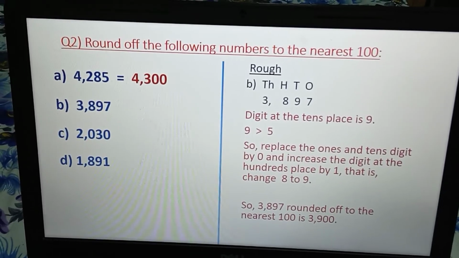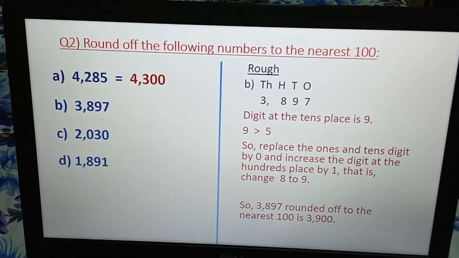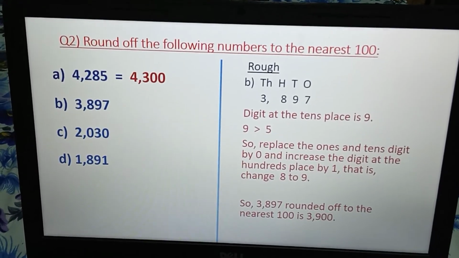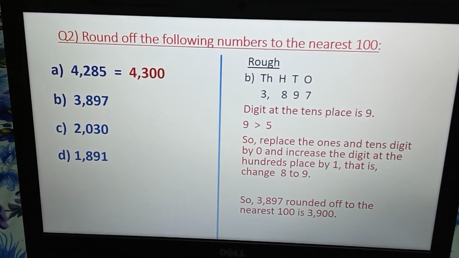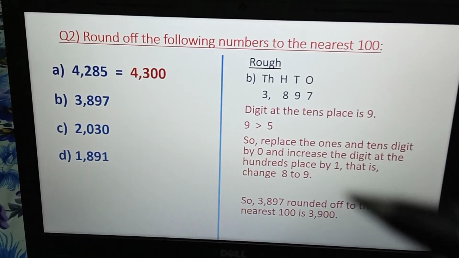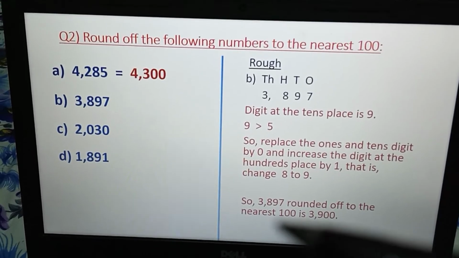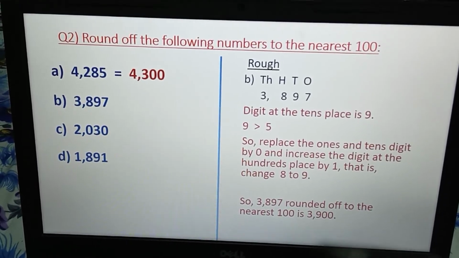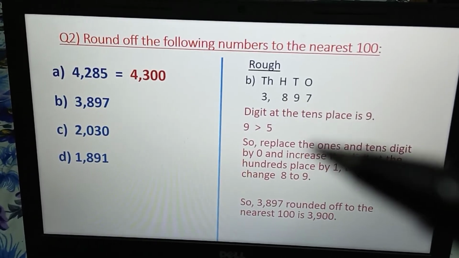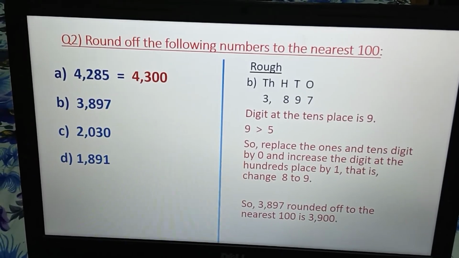See, I am explaining here. Is 9 greater than 5? So replace the ones and the tens digit by 0 and increase the digit at the hundreds place by 1. That is 8 to 9. So when we round off 3897 to the nearest 100, the answer is 3900. That is 3900.